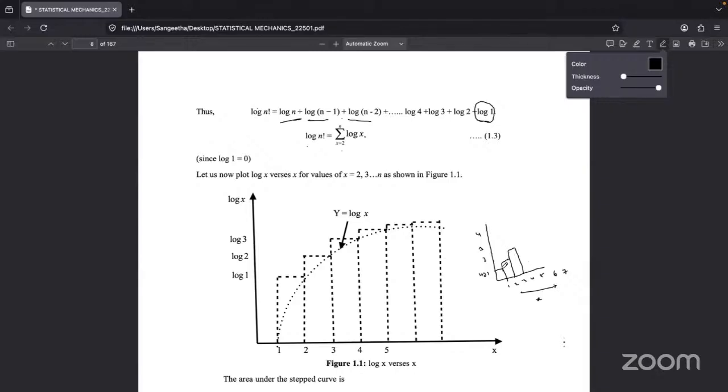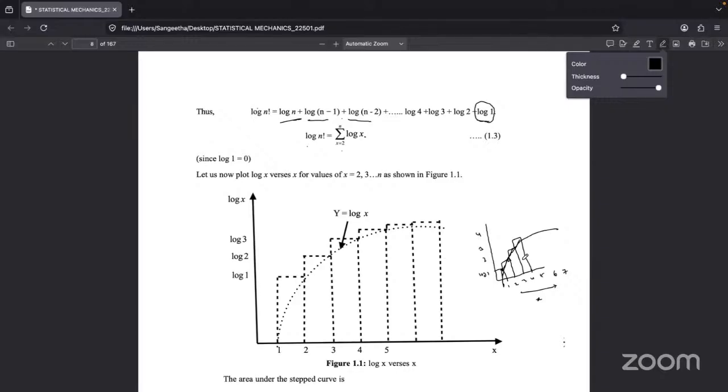In this stepwise increment graph, I am joining the points. The first maximum point, the second maximum point, the third maximum point, next the fourth maximum point. These points are joined together and it represents a curve shape. This is about the graph.